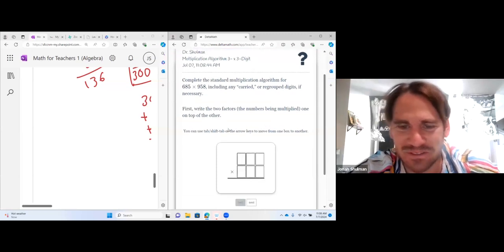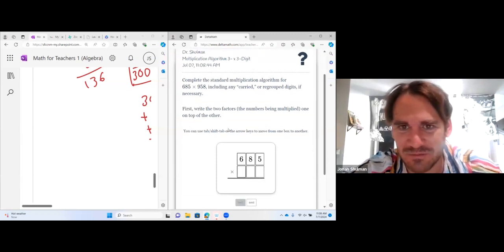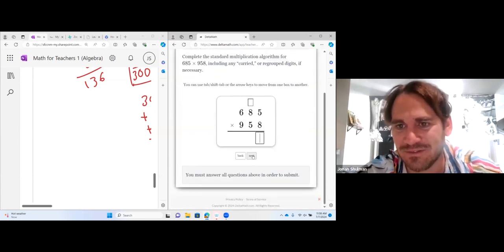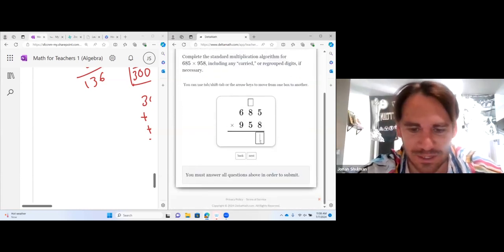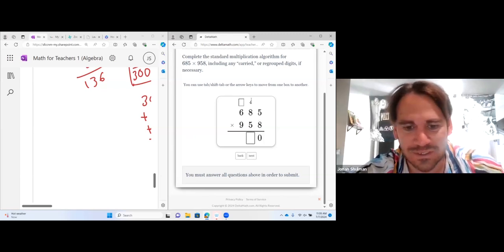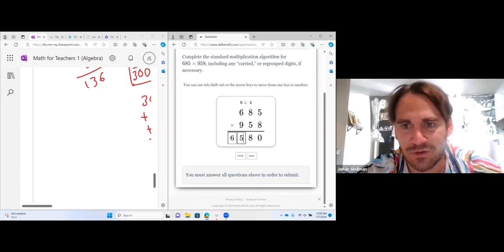Might as well try it one more time. Let's do 685 times 958. I'm sure I'm making one stupid mistake every time. All right, let's get after it. 8 times 5 is 40. Cool. 8 times 8 is 64, plus 4 is 68. 8 times 6 is 48. 48 plus 6 is 54.